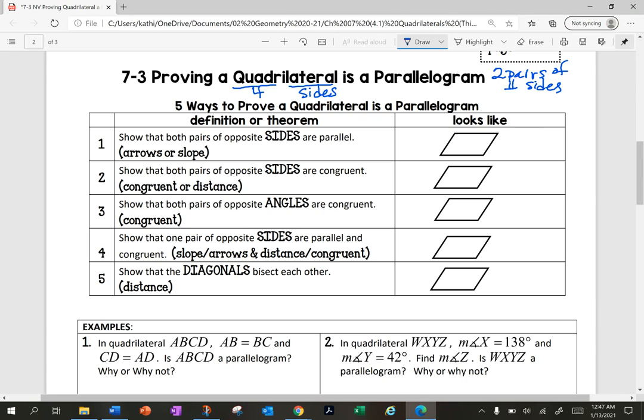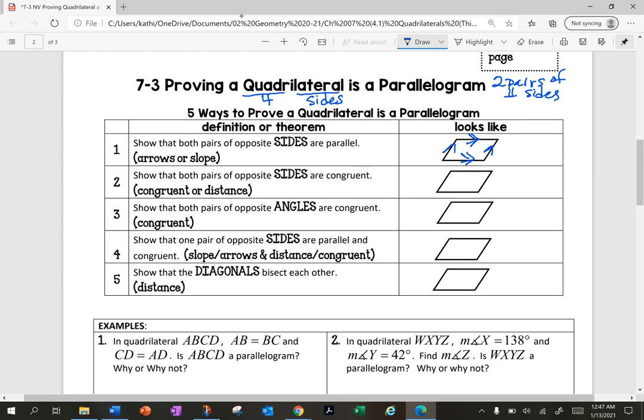The first way I can prove that I have a parallelogram is to show that both pairs of opposite sides are parallel. I show these with arrows. So I can show these 2 sides are parallel, and these 2 sides are parallel, but they're not parallel to each other, so I have different amounts of arrows. I can also show that both pairs of opposite sides are congruent. So these 2 sides are congruent, and these 2 sides are congruent. But they're not necessarily the same size, so I use a different number of tick marks.